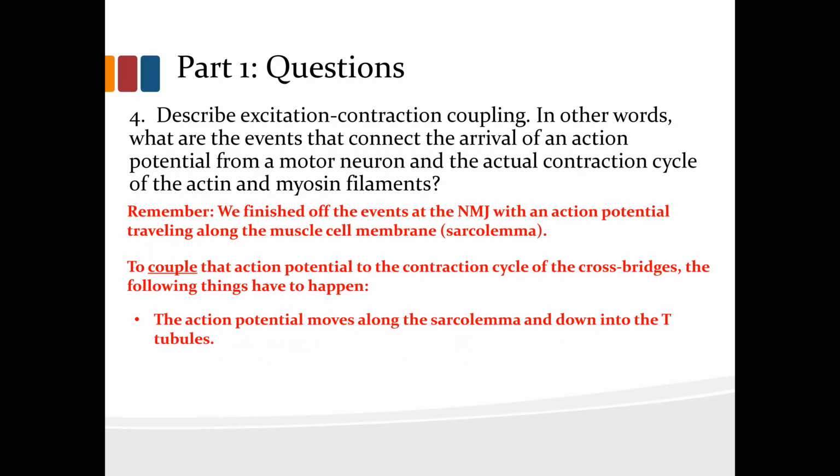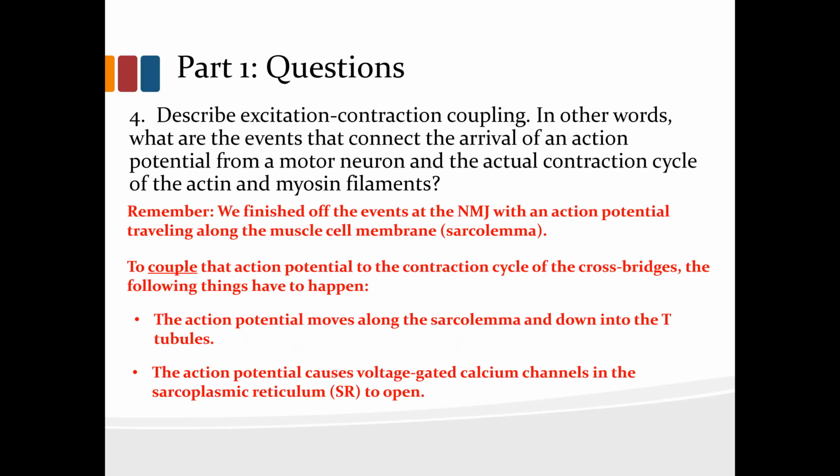The action potential moves along the sarcolemma and down into the T-tubules. The action potential causes voltage-gated calcium channels in the sarcoplasmic reticulum to open, and then calcium rushes out of the sarcoplasmic reticulum and into the sarcoplasm.